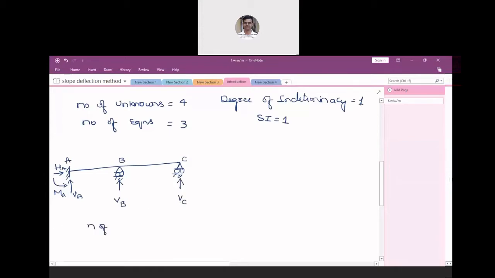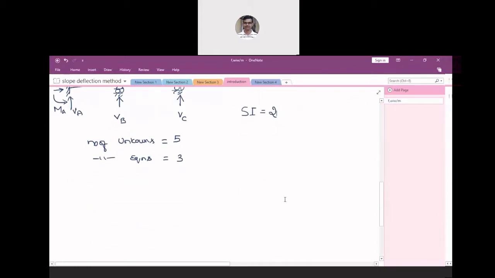Now, the number of unknowns is equal to 3 plus 2, which is equal to 5, and the number of equations which are available is equal to 3. So now I can say that the static degree of indeterminacy is equal to 2. So it means that if I want to analyze this beam to calculate all the internal forces, I should be in a position to develop 2 more additional equations in order to solve the unknown values.